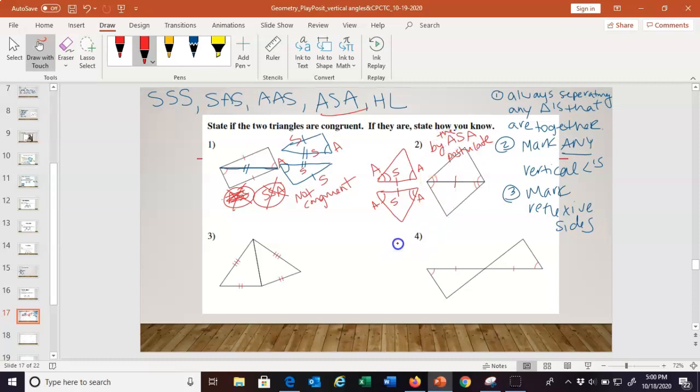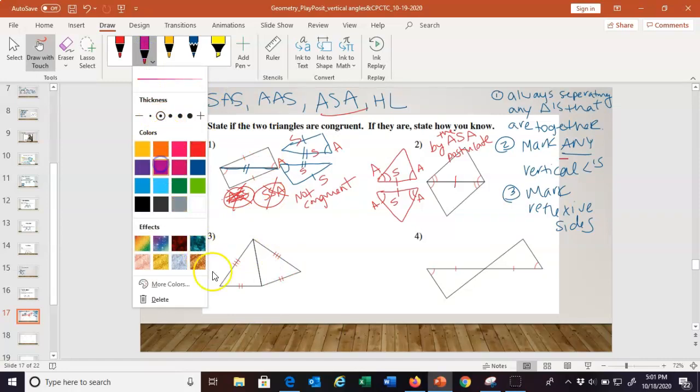But our markings match the postulate, so we're good to go. All right, let's try number 3.